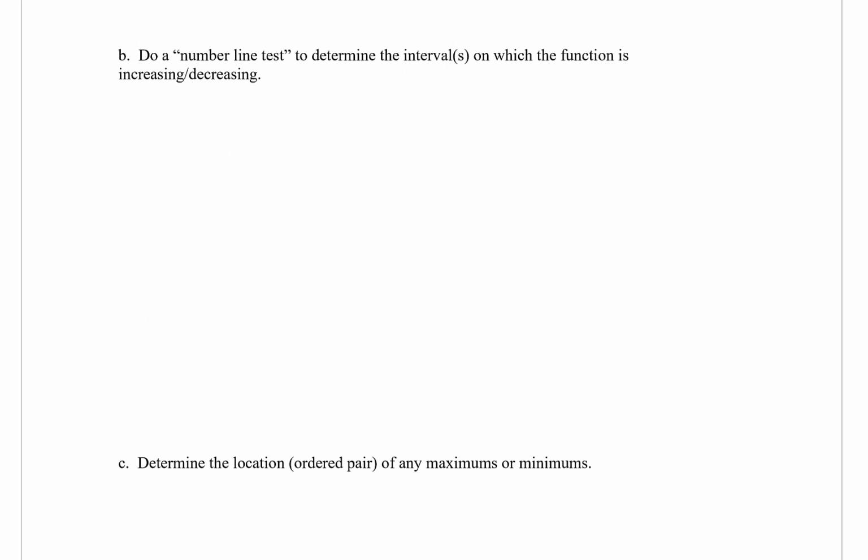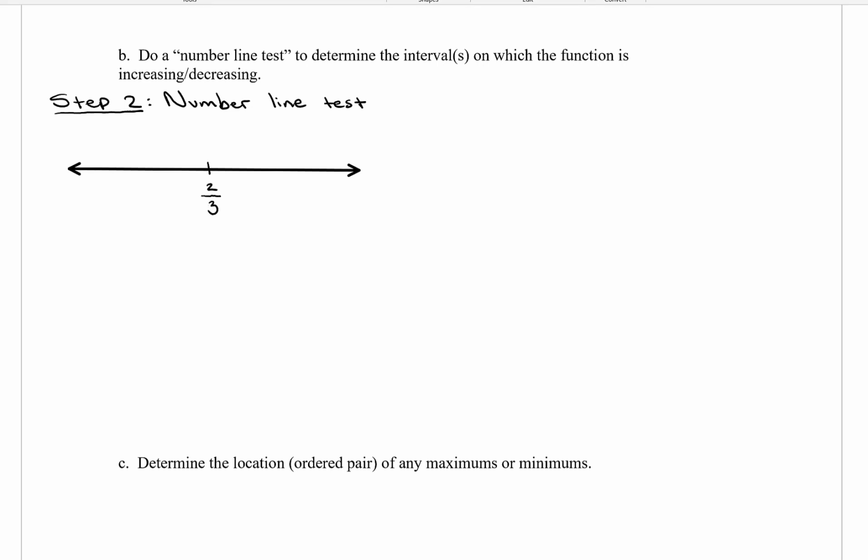Part B. Do a number line test to determine the interval or intervals on which the function is increasing, decreasing. Step 2. Number line test. I'm going to go ahead and draw a one-dimensional number line here, and at the center of my number line, I'm going to label that with the value 2/3. I'm going to draw a dashed vertical line segment right at x equals 2/3.